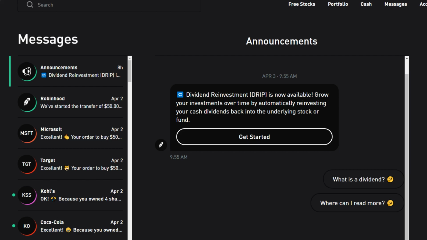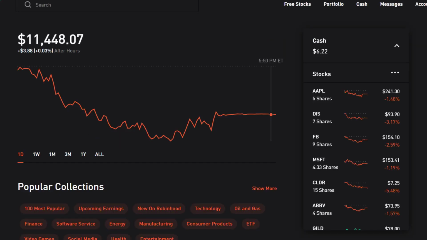So the rest of this obviously reads, grow your investment over time by automatically reinvesting your cash dividends back into the underlying stock or fund. So we're going to talk about today what is a dividend reinvestment program and why you should be using it. A dividend reinvestment program is exactly what you think it is.